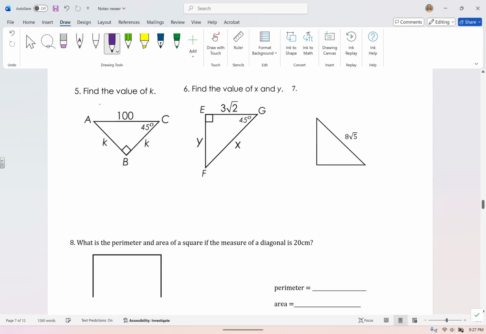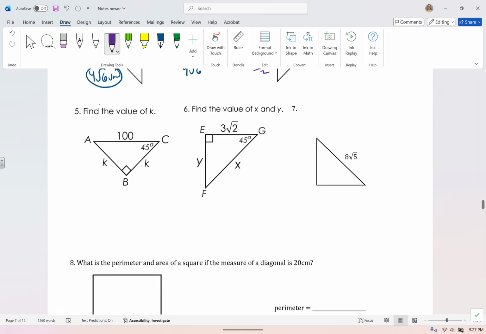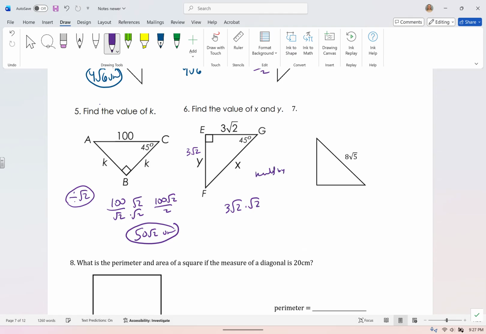All right, we just have a couple left. If you know the hypotenuse, we are going to divide by root 2. So 100 divided by root 2, rationalize it. Reduce the coefficients, it's 50 root 2, and that is going to be units. These are both 3 root 2 because they're legs. To get to the hypotenuse, you're going to multiply by root 2 to make it bigger. So you get 3 root 4. Square root of 4 is 2, so it's going to be 6 units.